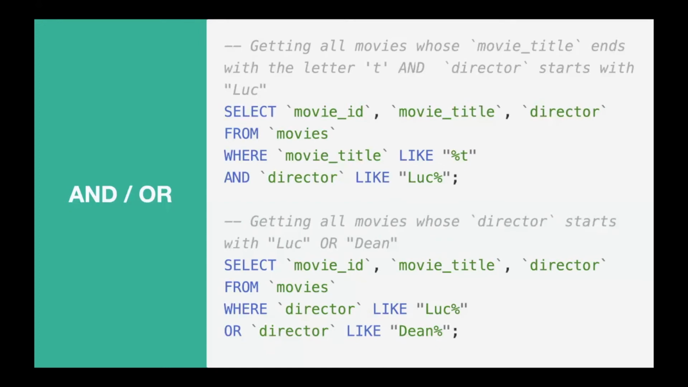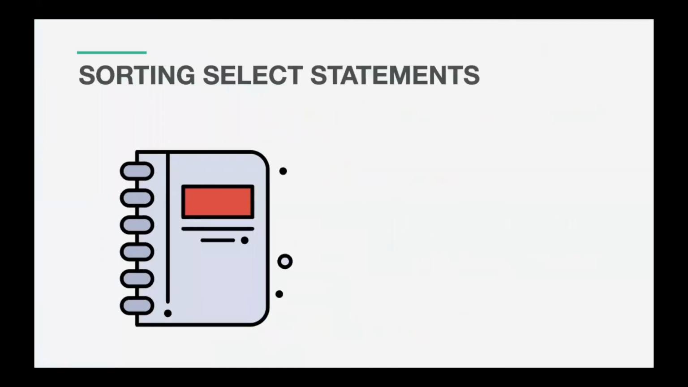Okay. Let's look at sorting select statements. When we get these records back, they will generally be returned in whatever order the database feels like giving them to us. Generally, they're in the order that they're entered into the database, but that's not always true. So they just kind of come in some random order. Sometimes it's very useful if we can sort those select statements, and we do that using the order by clause.